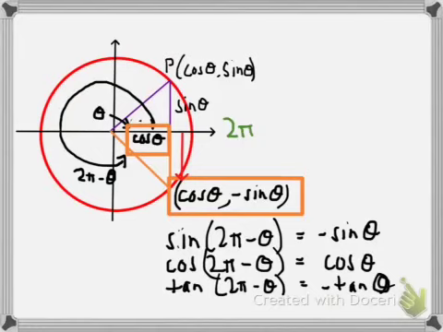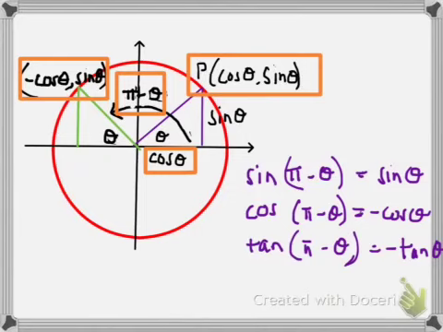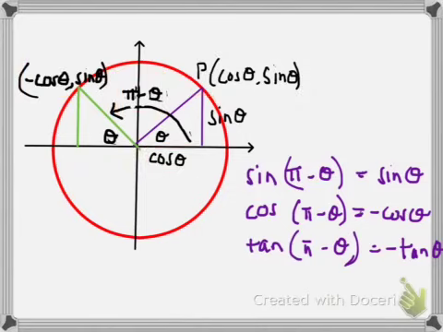Hence the point over here is cosine theta, comma, negative sine theta. So in the fourth quadrant, cosine is positive and sine is negative. Now let's go back and review, because I want to talk about tan. So let's go back to the second quadrant. Let's get rid of some of the boxes here. I pointed out that in the second quadrant, cosine is negative, sine is positive.